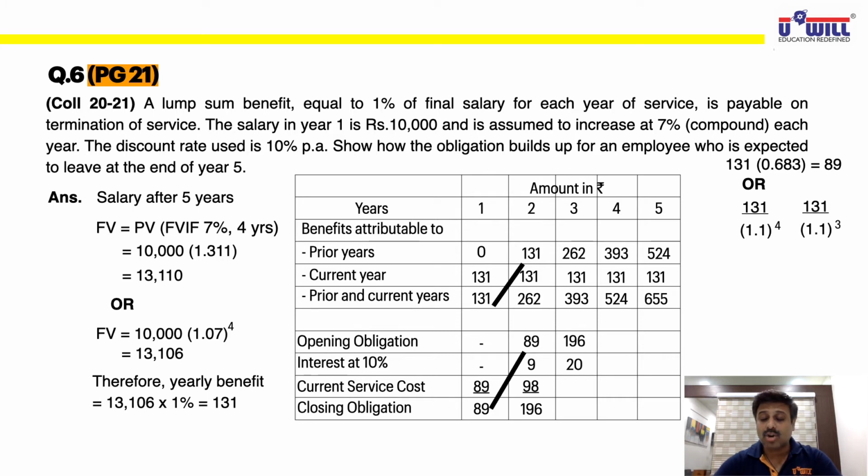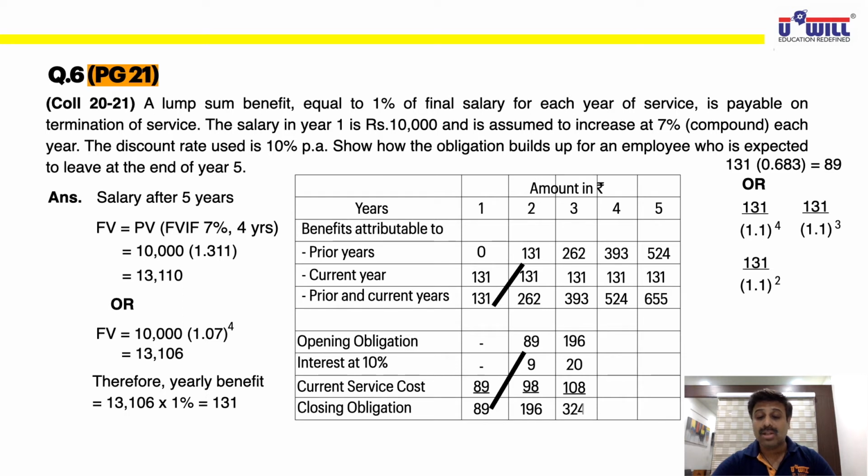Then current service cost, now you do 131 divided by 1.1 raised to 2 because only 2 years are remaining. So do 131 divided by 1.1 divided by 1.1. Do you all get 108.26, means 108 rupees. So 108 is the current service cost in year 3.